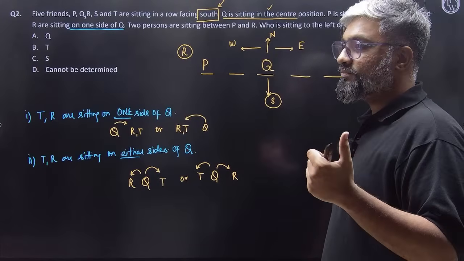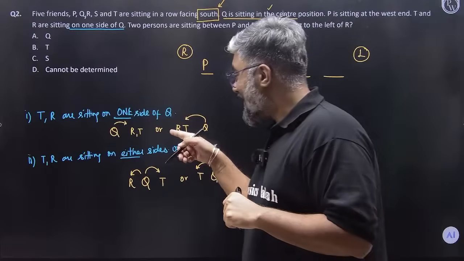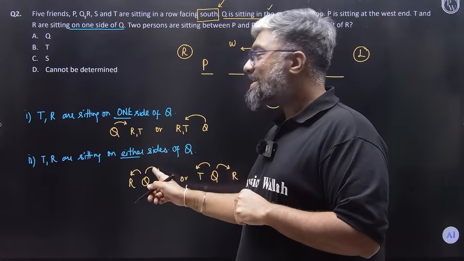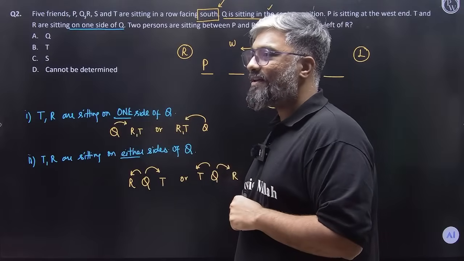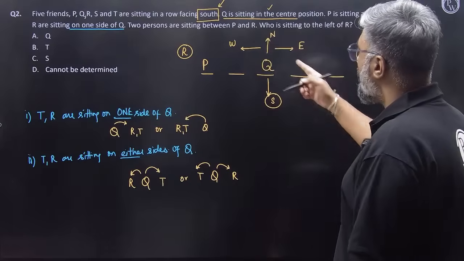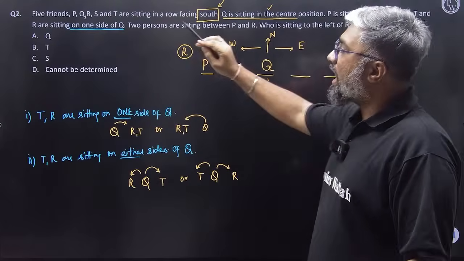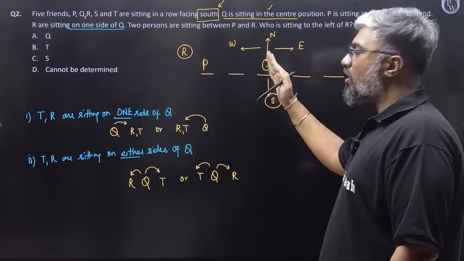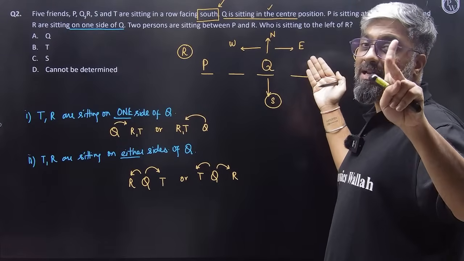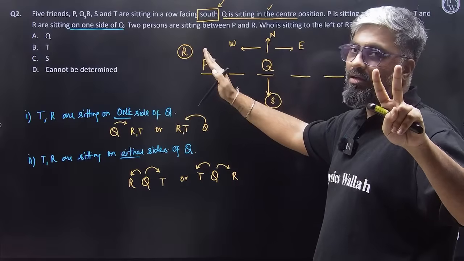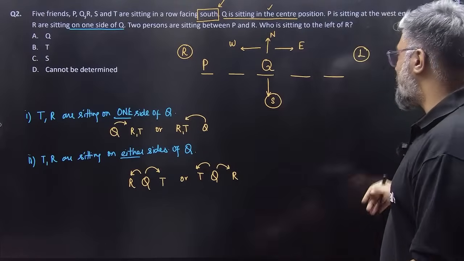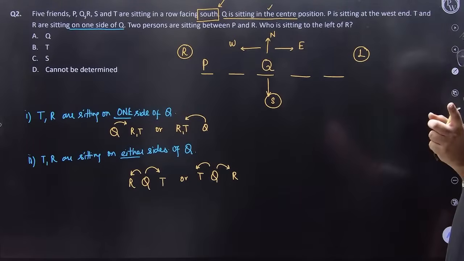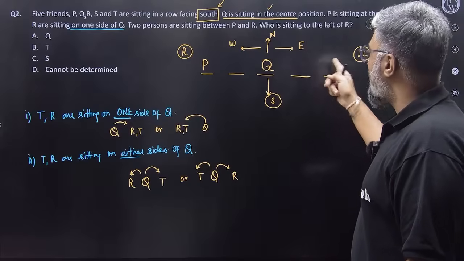Cool, guys? Now, that's what I'm saying. In the either case, this would mean Q is between R and T. But here, that's not the case. Okay? Done? Cool, guys? So here, when they say that T and R are on one side of Q, it's either on the right side of Q or on the left side of Q. I need two people, R and T, to be seated. Can they come here? No. So I will have two possibilities, correct? What would be the possibilities, guys? I can have T here and R here.